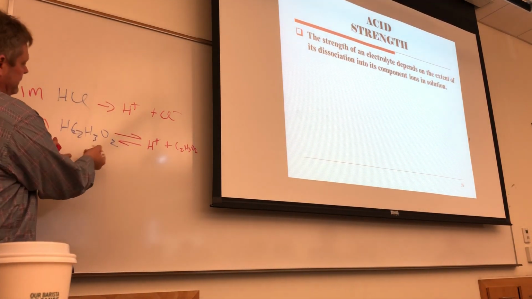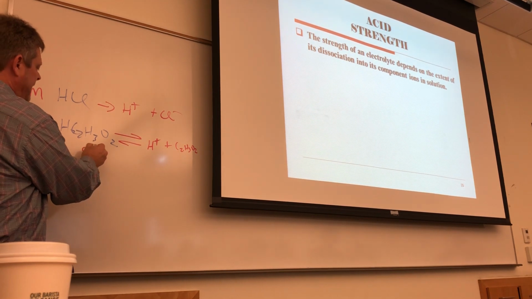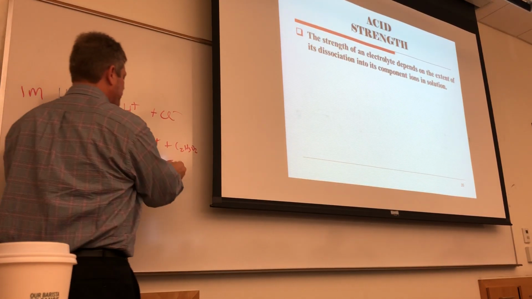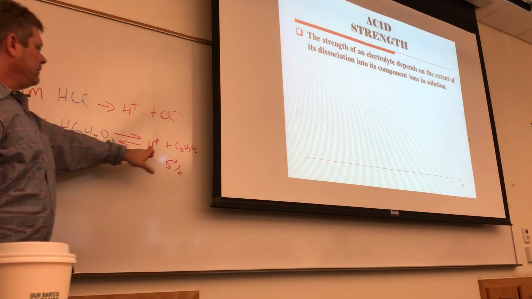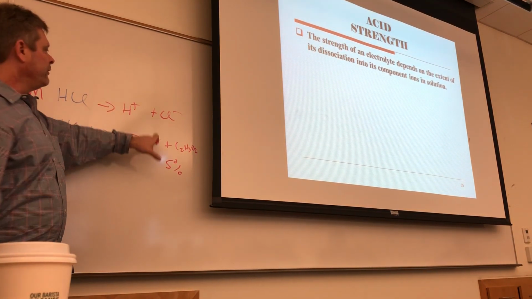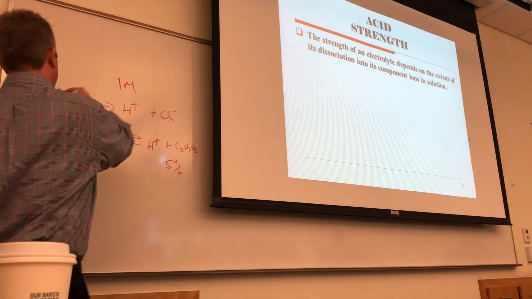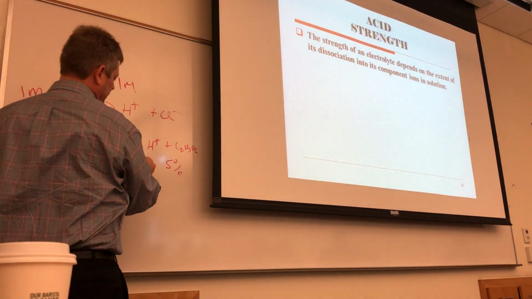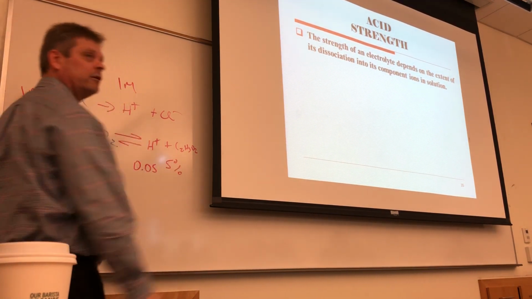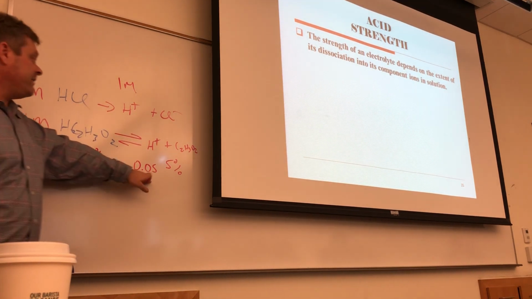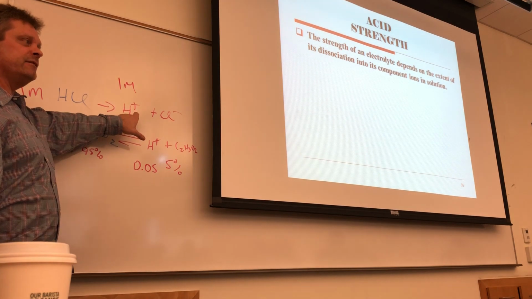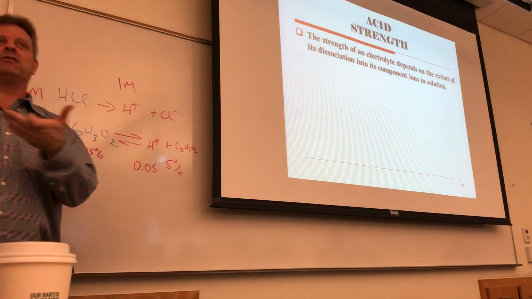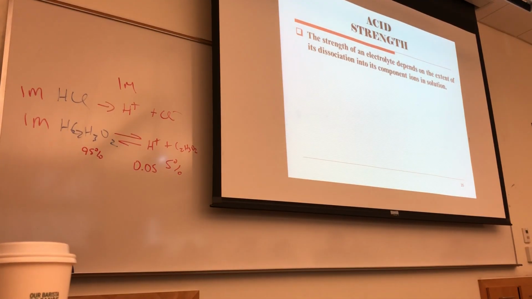So let's say I have about 95% of this, and only 5% of this forms. That means 5% of this 1 molar is this. So if this is 1 molar here, because it's 100% dissociation, over here it's only 0.05 molar. Weak acid, I have few of these. Strong acid, I have a lot of these. That's the essential definition. Same thing would be for a base. Okay, does that give you a sense of what that is?